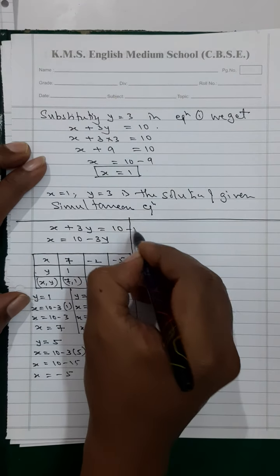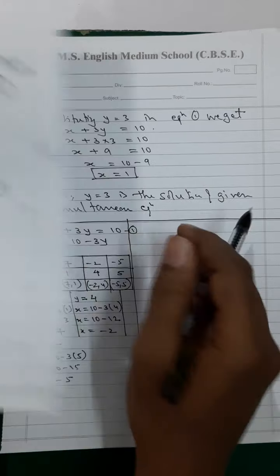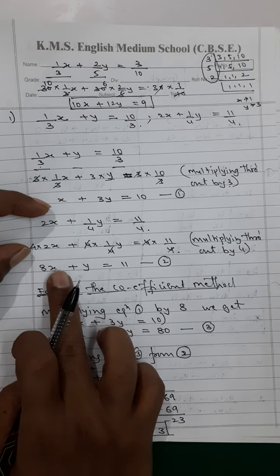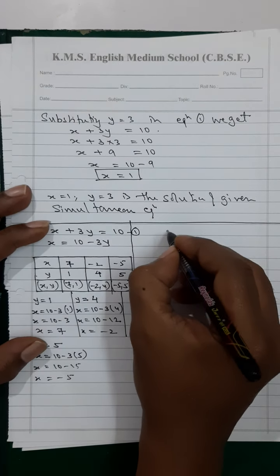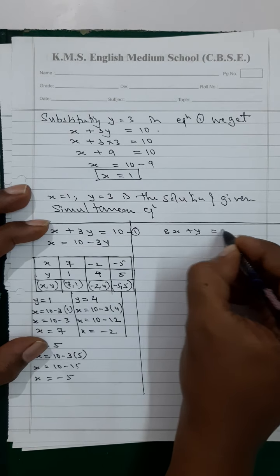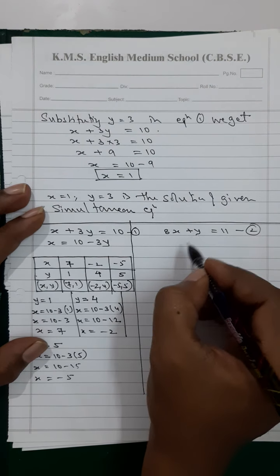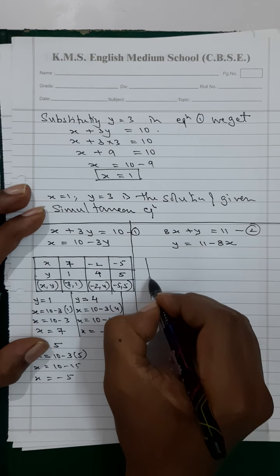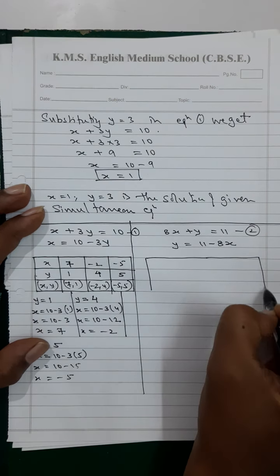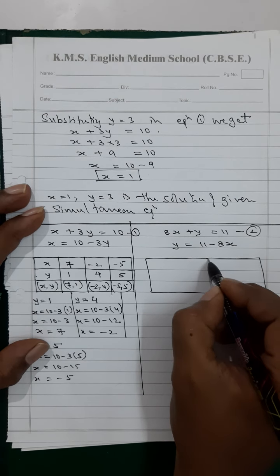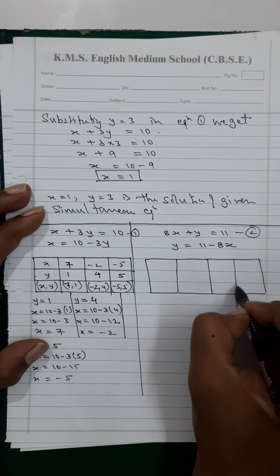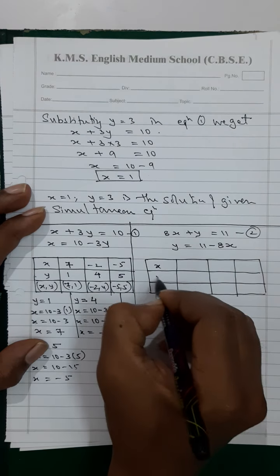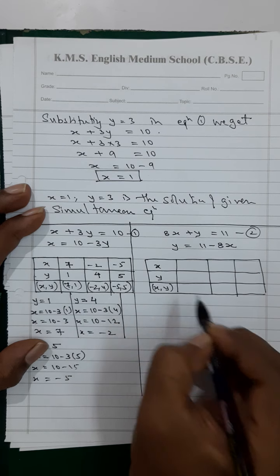And the other equation is 8x plus y is equal to 11. So I write it over here. 8x plus y is equal to 11. So here what do I do? Here I'll find the value of y. 11 minus 8x. Again the same thing, I'll make a table wherein 4 columns, 3 rows, x, y, x comma y.